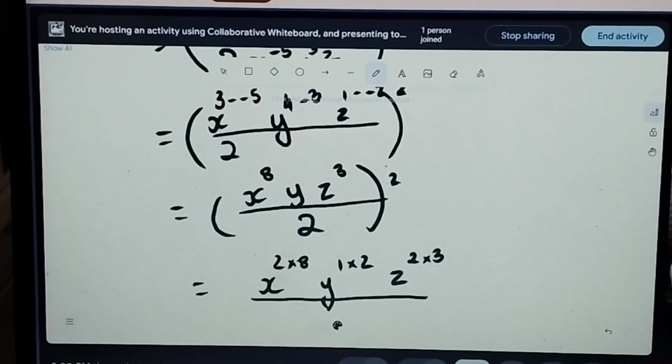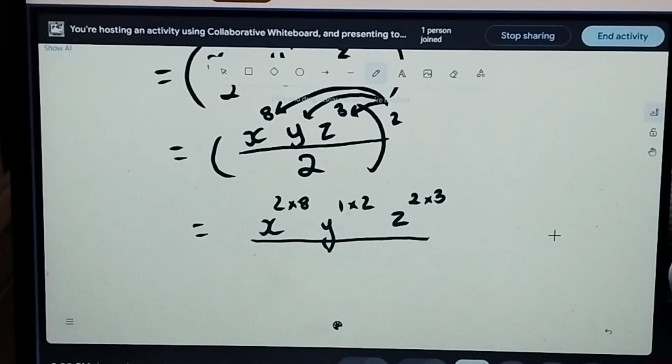So what I did is I took that 2, I multiplied it by the 8, I multiplied it by the invisible 1 above the y, and I multiplied it by the 3. Okay. So then I've got the 2 times 8, 1 times 2, 2 times 3. But I also have to take that 2 and I have to square that 2 over there. So I've also got to write that the 2 at the bottom is also squared.